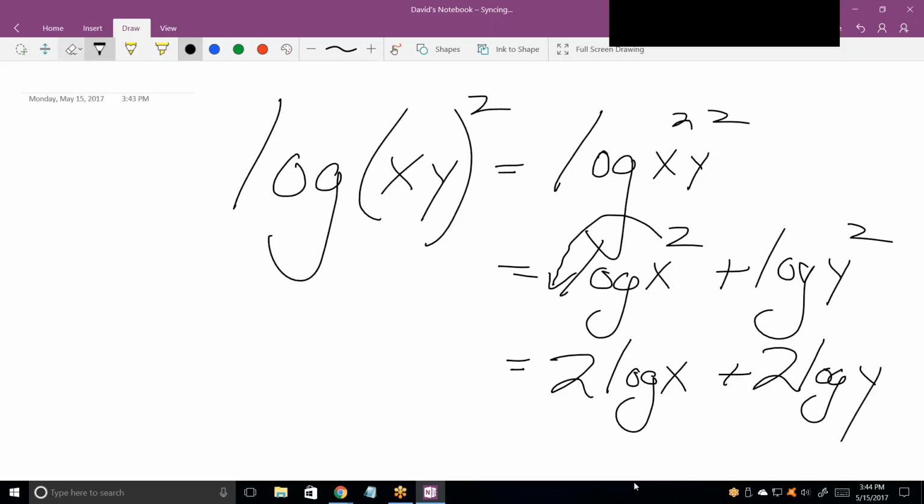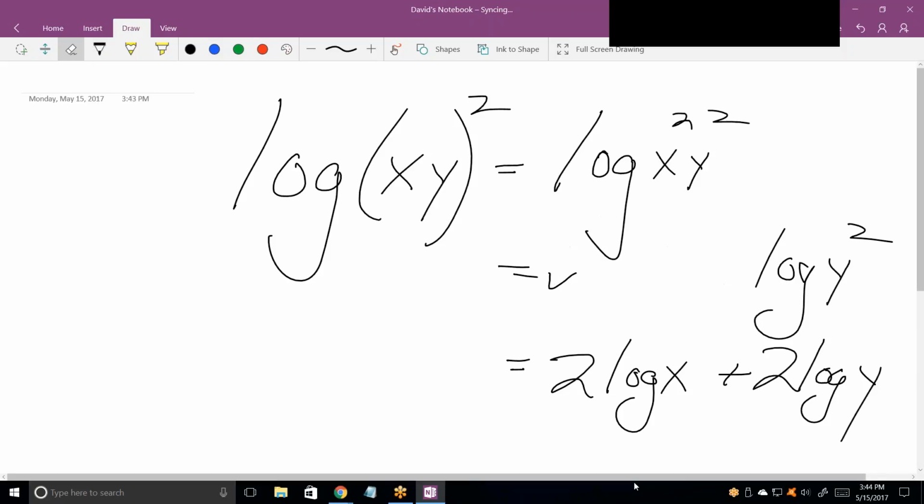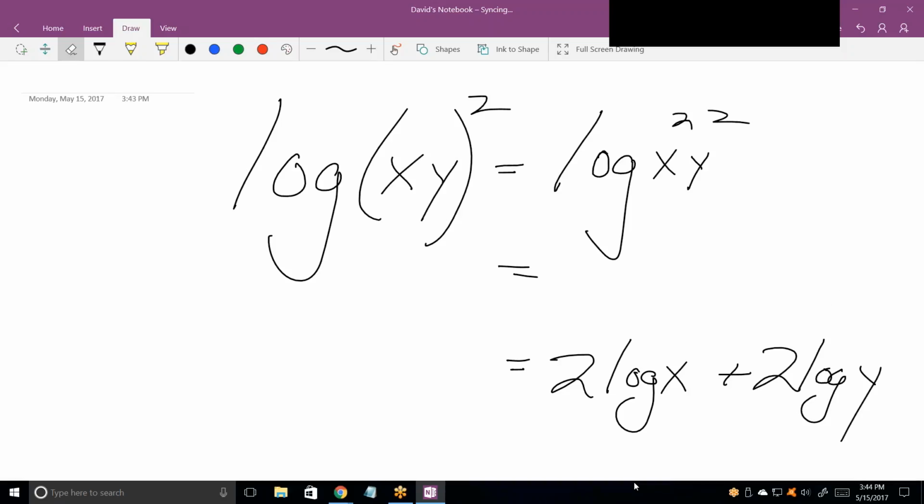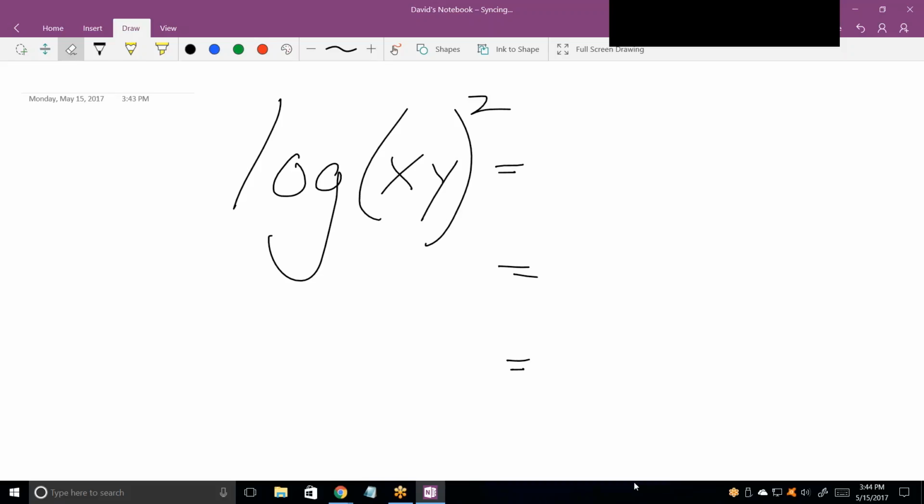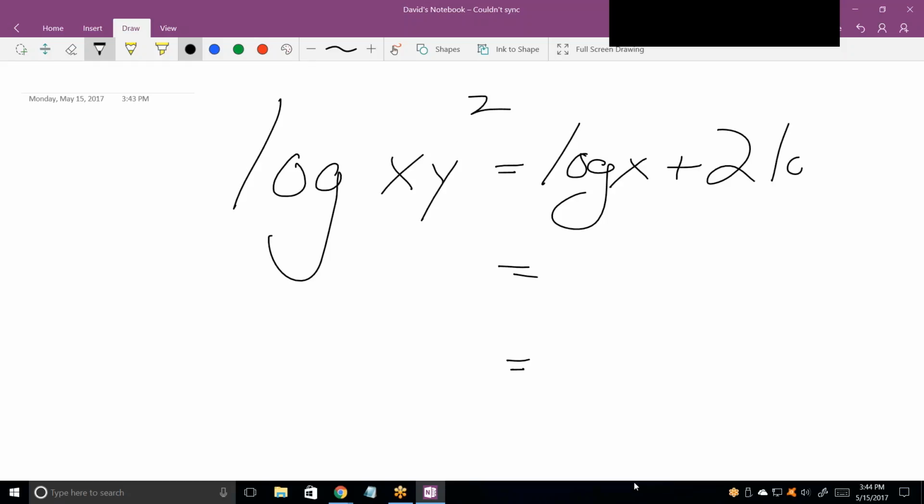Okay. Now I'm going to change the problem just slightly. Hold on. To that. So it'll be log x plus 2 log y. Good.